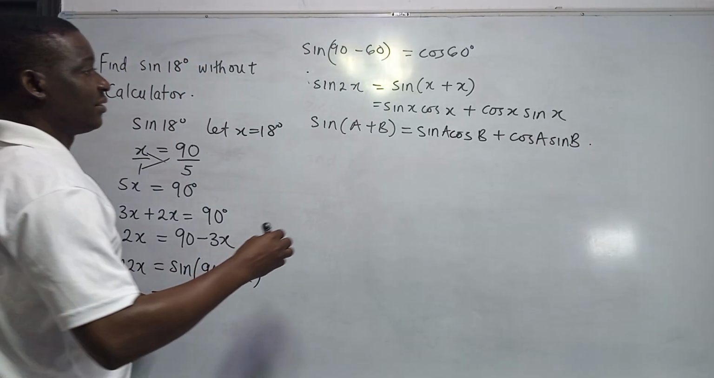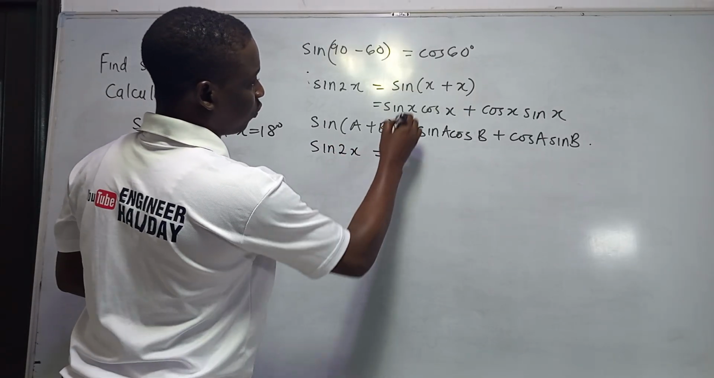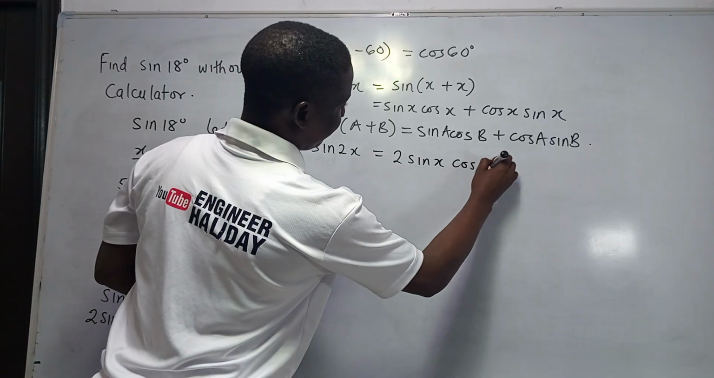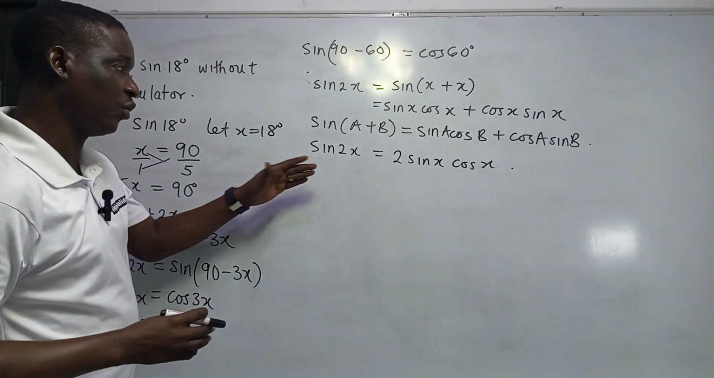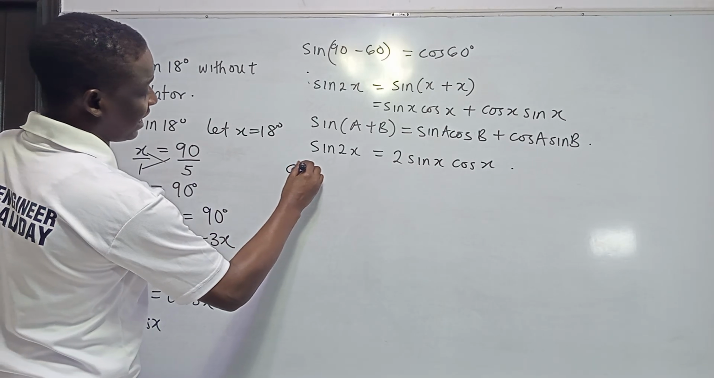So if you do that, sine 2x will give us 2 sine x cos x. That one is set already. Then let's go to cos 3x.